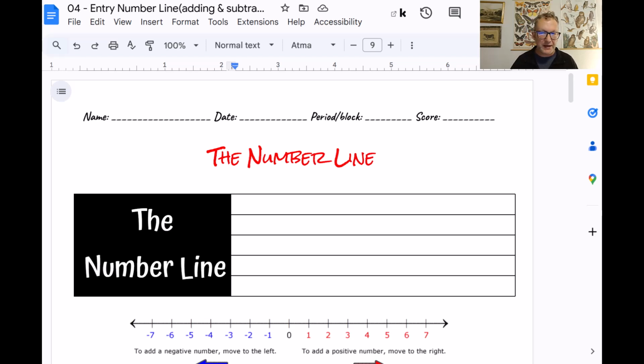In this bundle, we have 6 different versions of number line worksheets. The first one, it's entry level. It's for students who may have forgotten how to use a number line. And this is designed for 8th and 9th grade students taking Algebra 1, and this is part of our foundational unit.